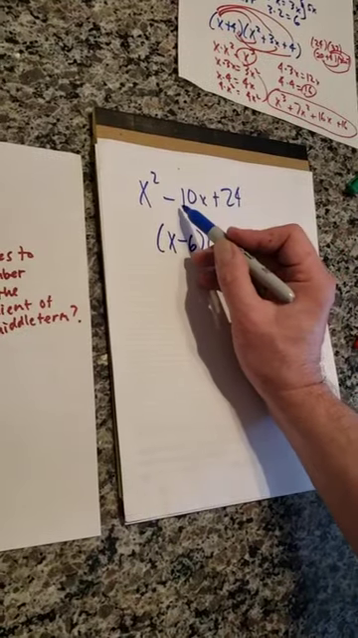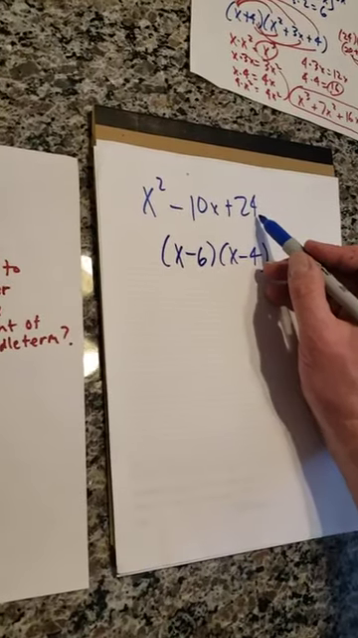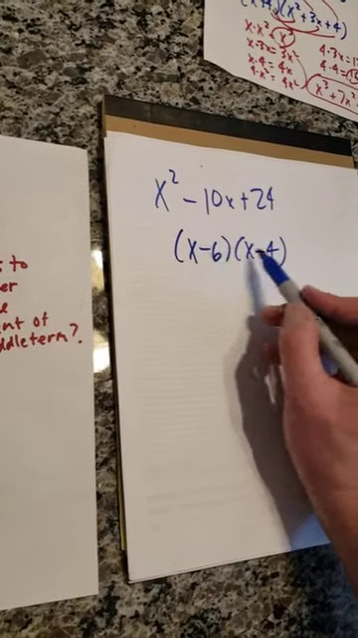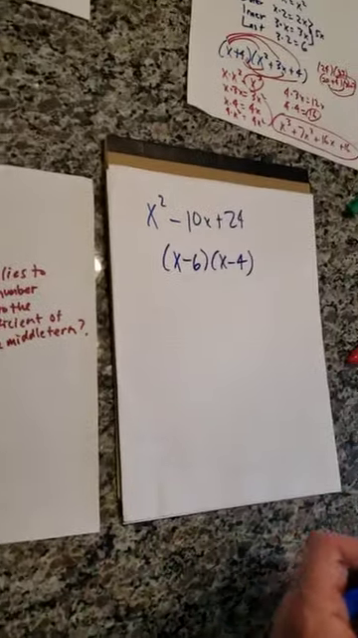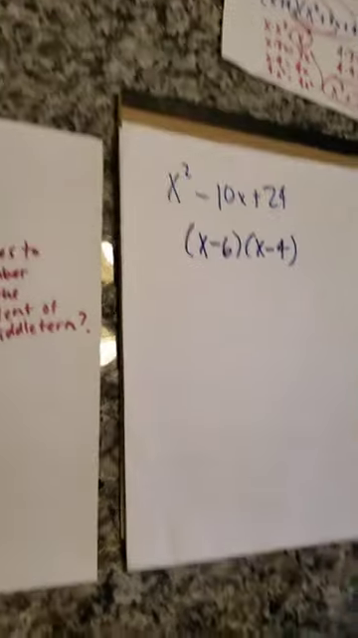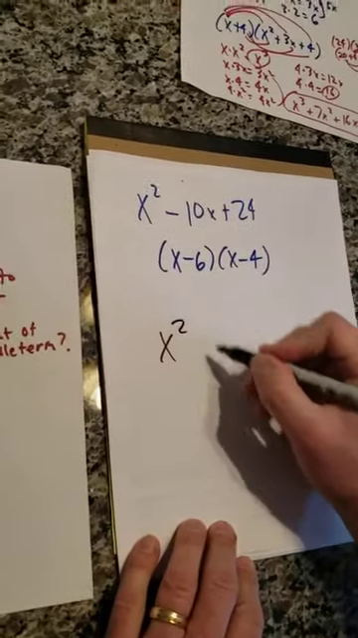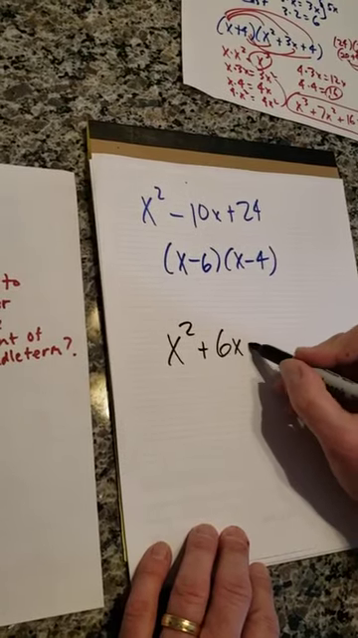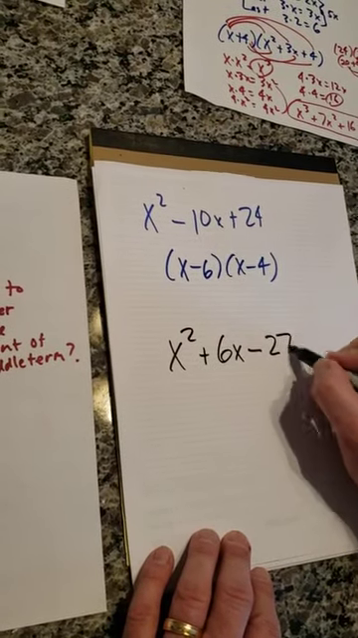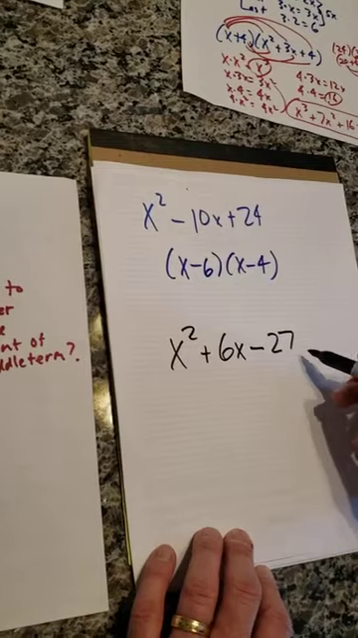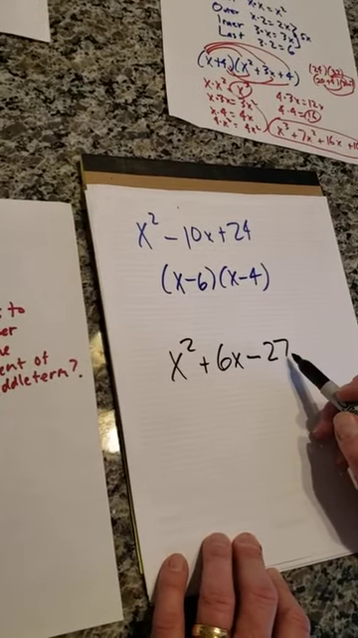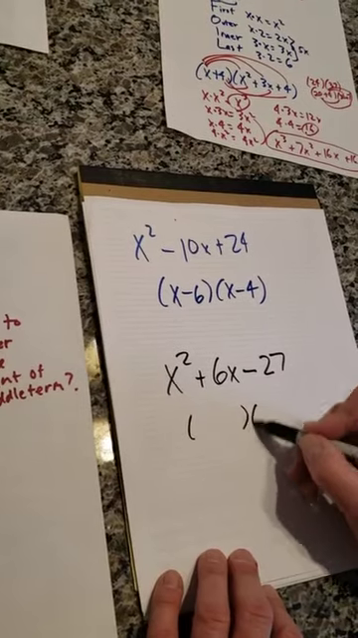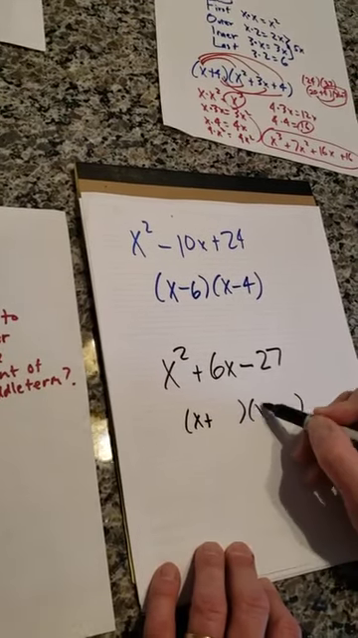So if the middle sign is a negative and the last sign is a positive, we're still going to have the same two numbers probably, but two minus signs here. Where this changes, and I know I'm going through this quickly, is if the last sign is negative. For instance, x squared plus 6x minus 27. Well, to get to a negative, we want to multiply a positive times a negative. So what we're going to end up with is an x plus and an x minus.